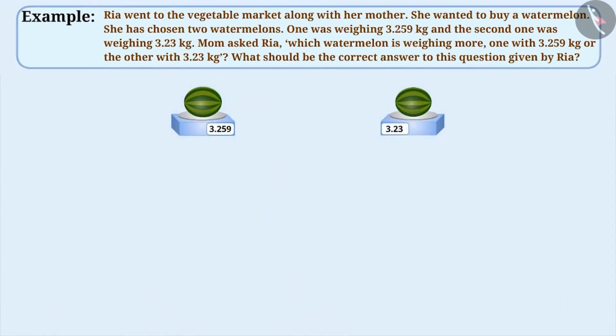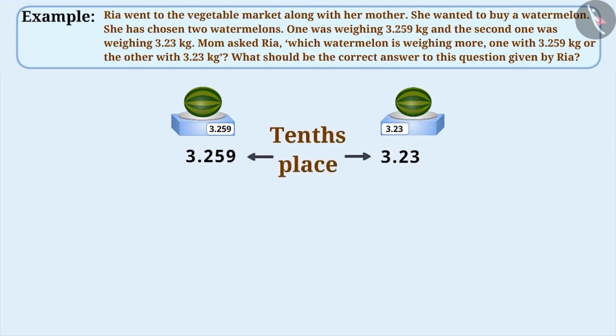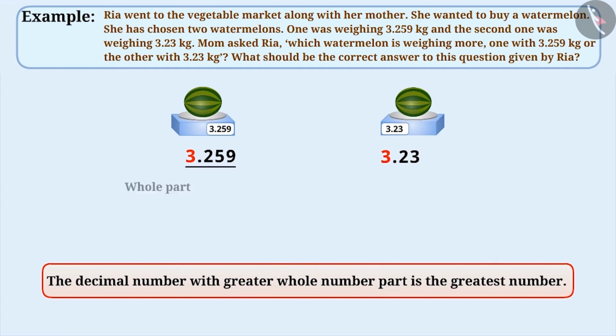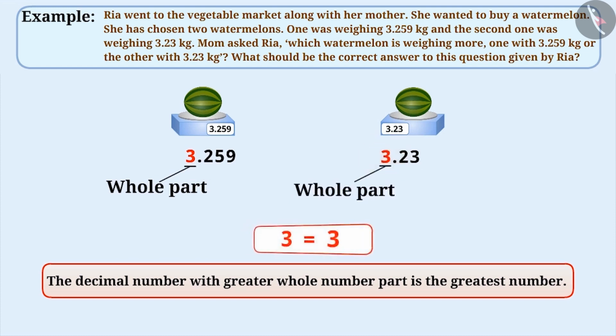We need to compare the weights of both watermelons. The weights of watermelons are expressed in decimal numbers. In order to compare two decimal numbers, first we will compare the whole parts. The decimal number with greater whole number part is the greatest number. The whole part of 3.259 is 3 and the whole part of 3.23 is also 3. That means the whole part of both decimal numbers is the same.